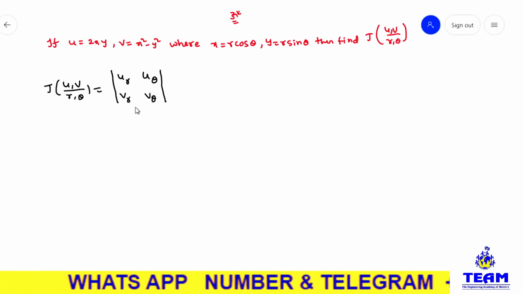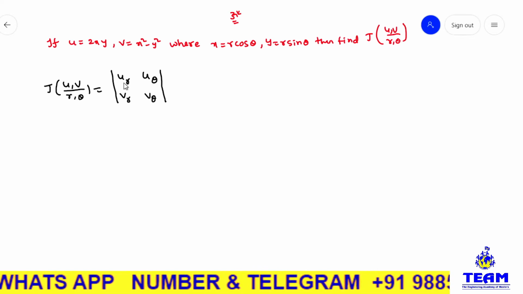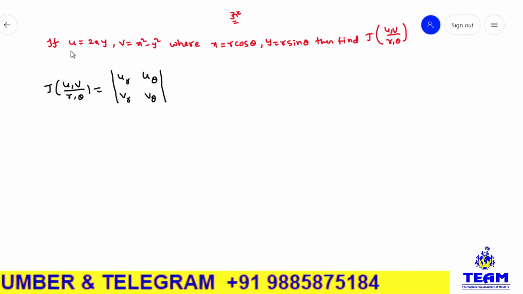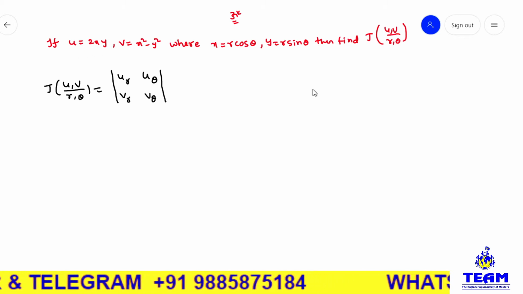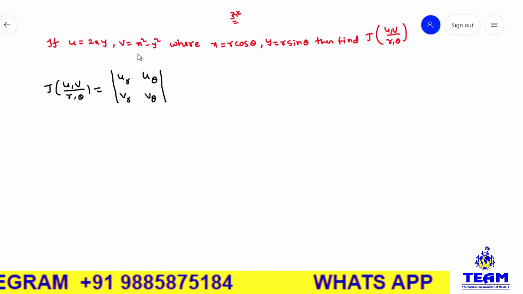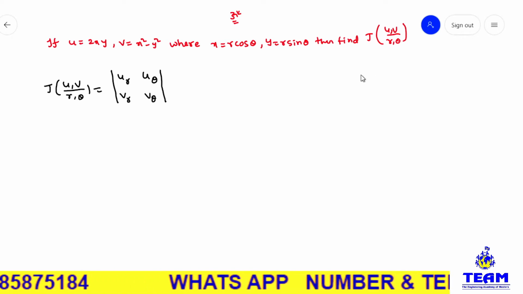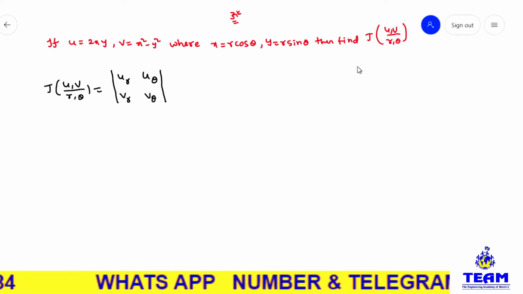Okay friends, to find the Jacobian, you have to differentiate u partially with respect to r. But actually u is in terms of what? x comma y. And what about v? v is also in terms of x comma y. You see friends, this problem we can do in two methods. The first method I am going to explain.